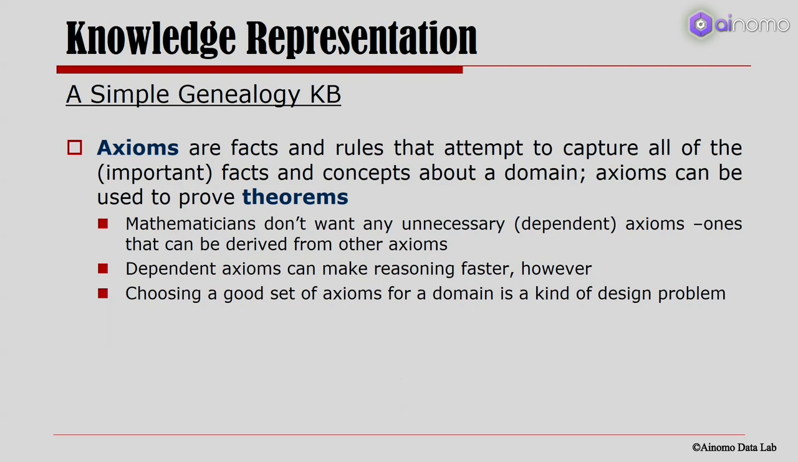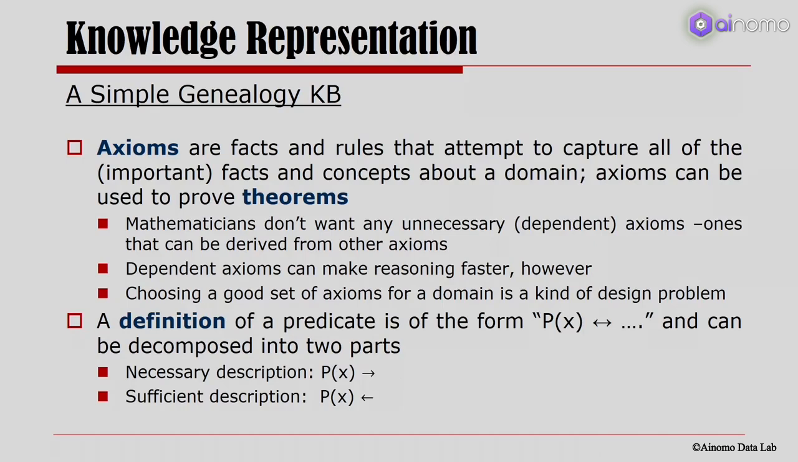Now, one point to note is that mathematicians don't want any unnecessary or dependent axioms. One that can be derived from other axioms is something they would not love to call an axiom at all. However, one needs to realize that dependent axioms can make reasoning fast. Therefore, choosing a good set of axioms for a domain is kind of a design problem, and as we go on working through more problems in knowledge representation, we would have a better understanding of what to be taken as axioms and what to be left out to be derived.